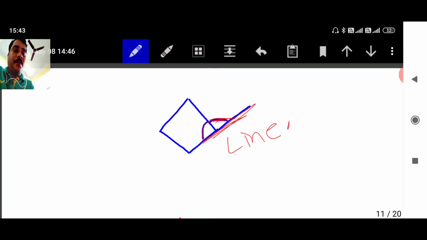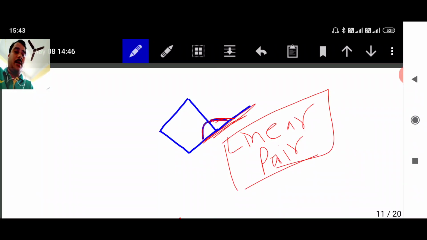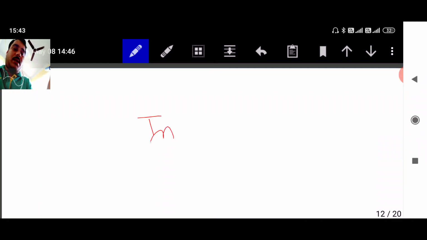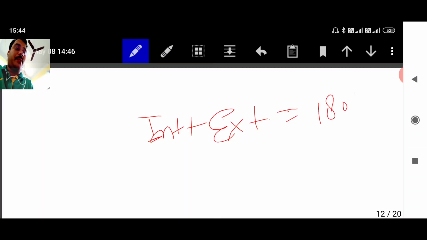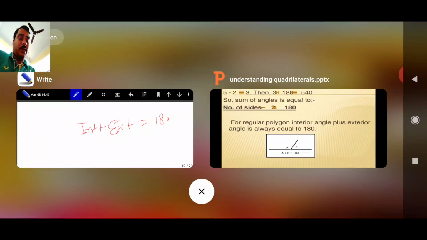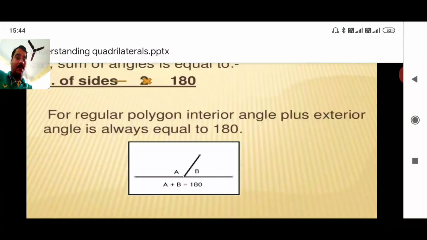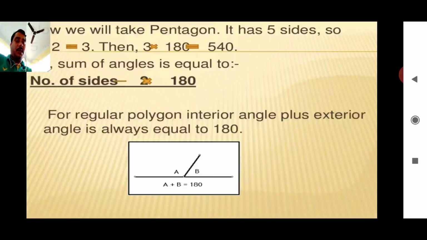and interior plus exterior angle always equals 180. So it is clear to you. Here A plus B, in a polygon, interior angle and exterior angle always equal 180. A plus B equals 180.